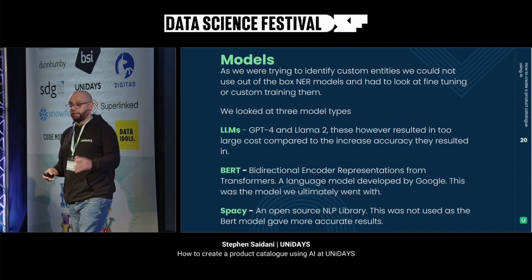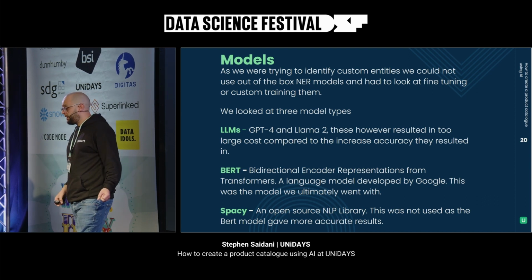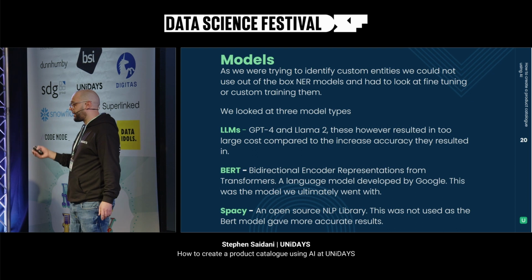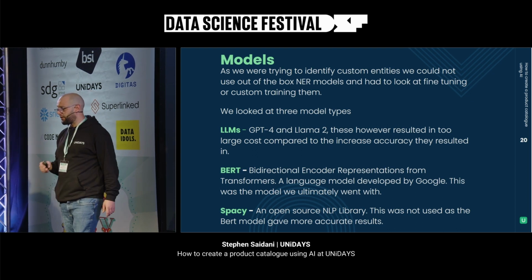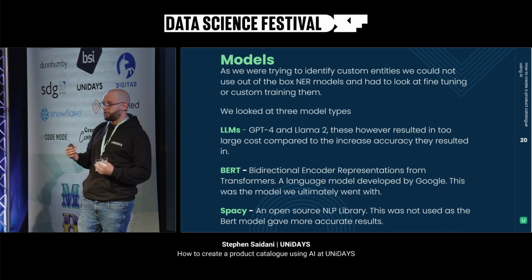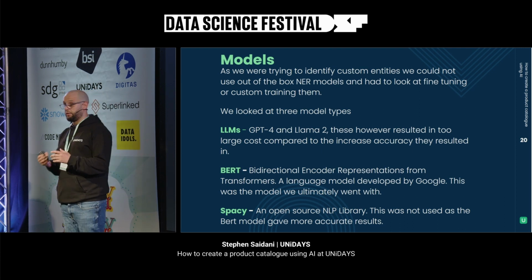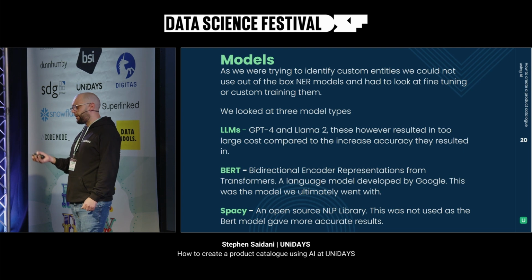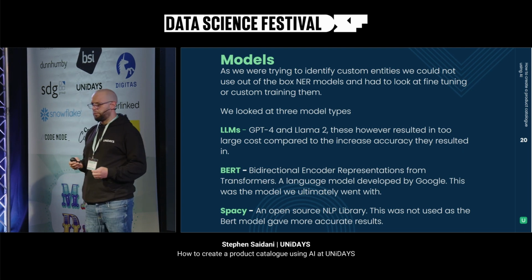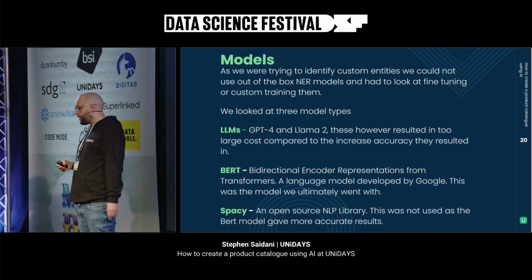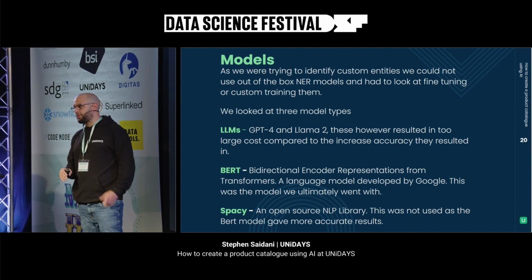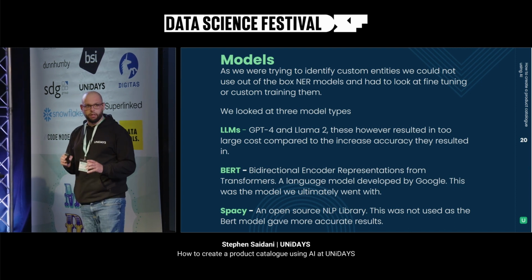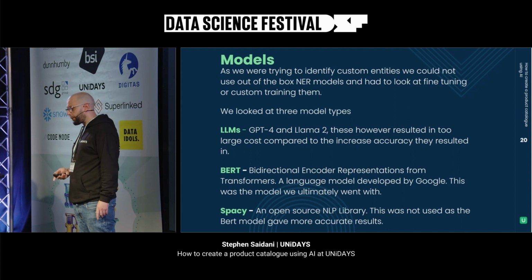Then BERT, which I think was talked about a lot in the last talk, bidirectional encoder representations from transformers, are language models, again developed by Google, and these were the models that we eventually went with. And then the final one is spaCy, which is an open source NLP library. It gave some decent results, but as I say, at the end of the day, we actually went with BERT.